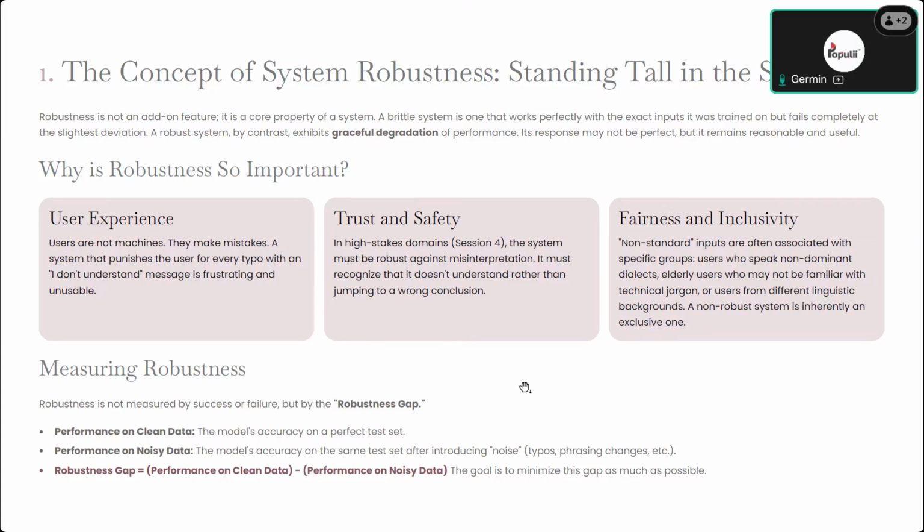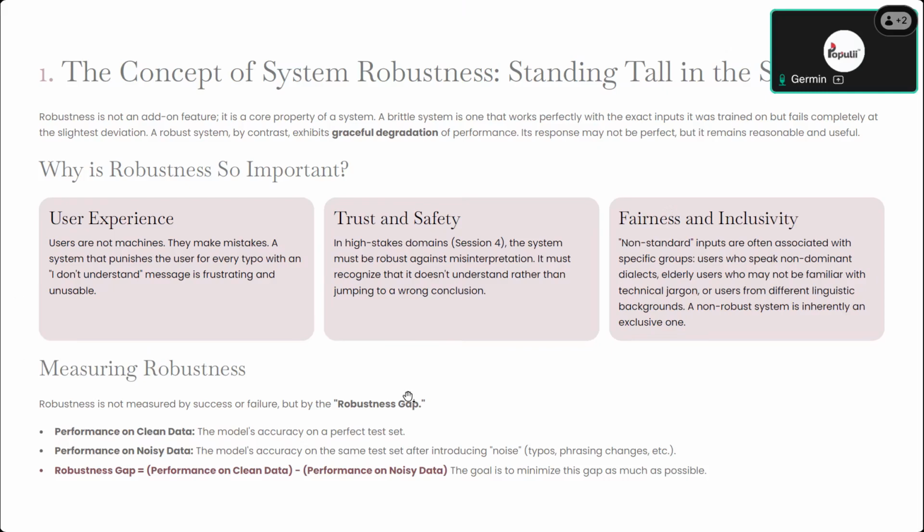And finally, fairness and inclusivity. Non-standard or unusual inputs are often used by specific groups of people, like those who speak local dialects, or elderly users who might not be familiar with technical terms, or non-native speakers who mix words from different languages. So, if a system can only understand perfect language, then it's automatically excluding these users. So, a truly robust system is an inclusive system. It's one that understands and respects the diversity of human communication.